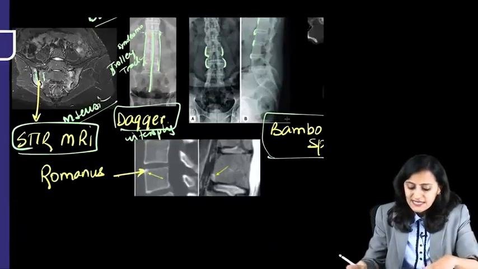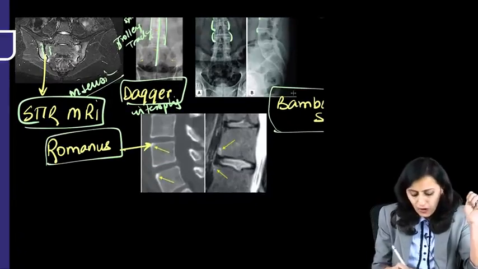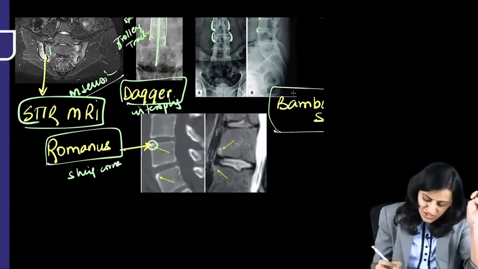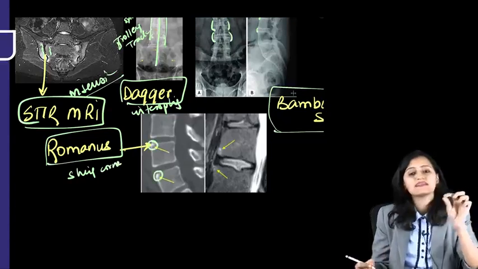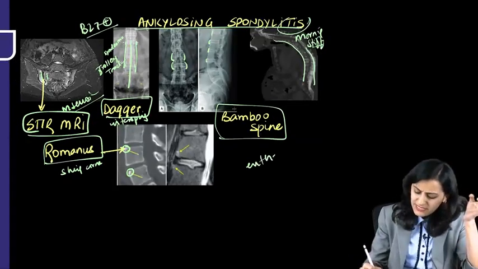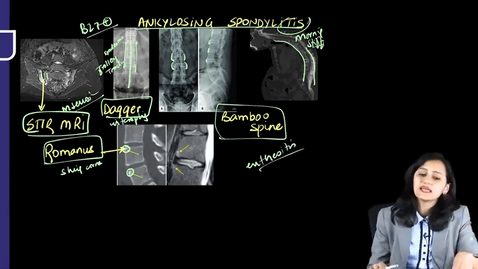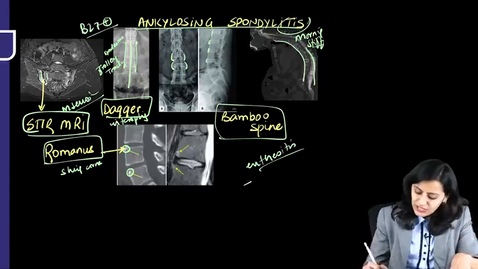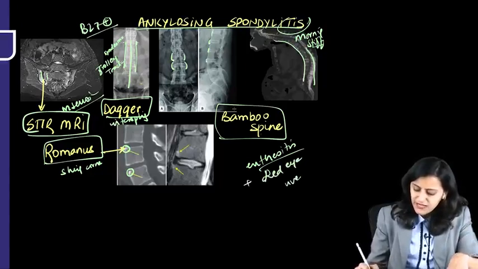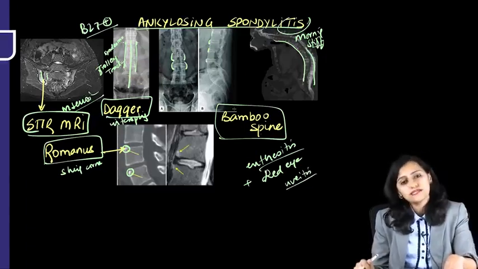What is the earliest X-ray finding of ankylosing spondylitis? Remember, it is the Romanus sign, also called the shiny corner sign. So we see this shiny sclerosis at the corner of the vertebra. That is what we see here. All these features are basically because of enthesitis. We see enthesitis in ankylosing spondylitis. And generally in the question, you are also given the history of red eye, because uveitis is the extra-articular manifestation associated with ankylosing spondylitis.